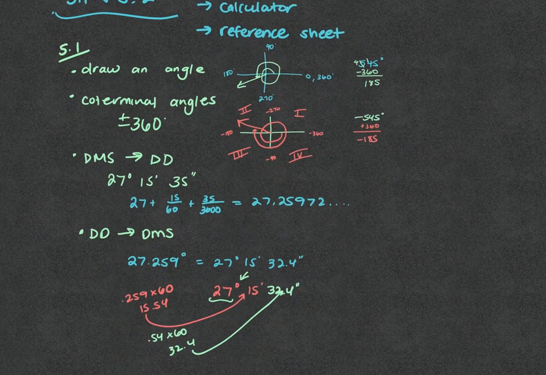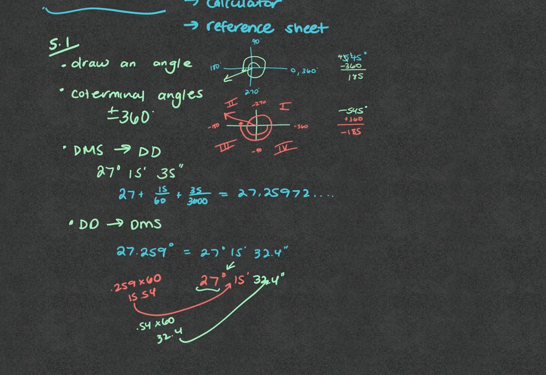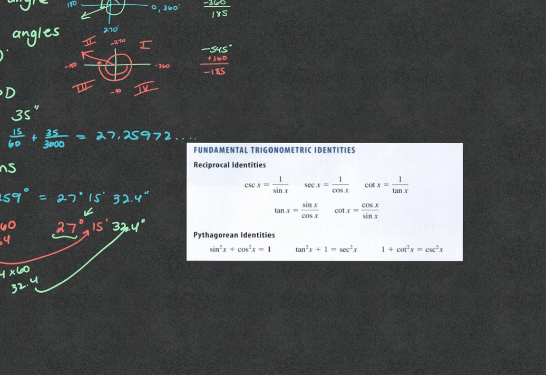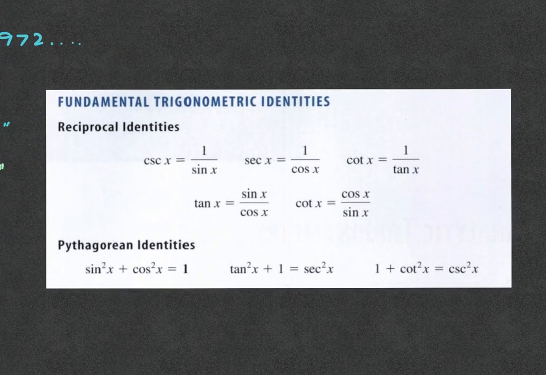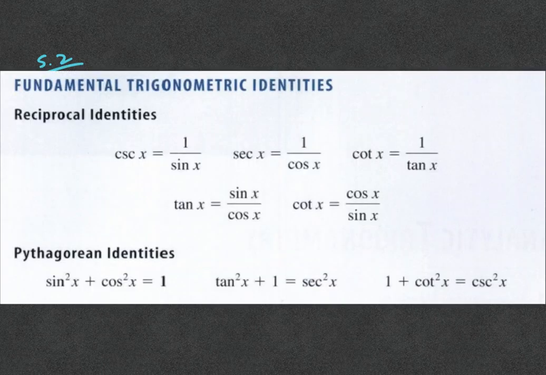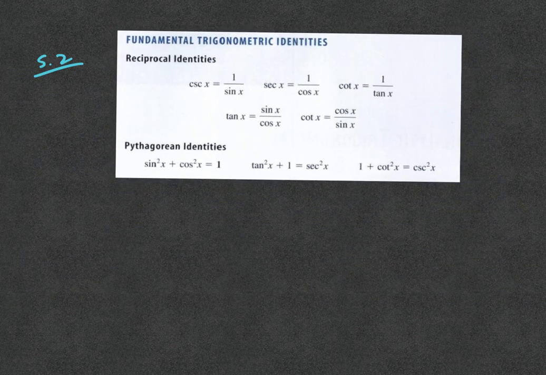Questions on 5-1? This is what you're getting. Just the reciprocals and the Pythagorean identities. All right, 5-2 is all the other stuff. So we just said 5-2, you're going to get the reciprocal. I'm going to put it on this slide too. You're going to get the reciprocal identities, and you're going to get the Pythagorean identities given to you, okay? But obviously then you need to know how to use them.